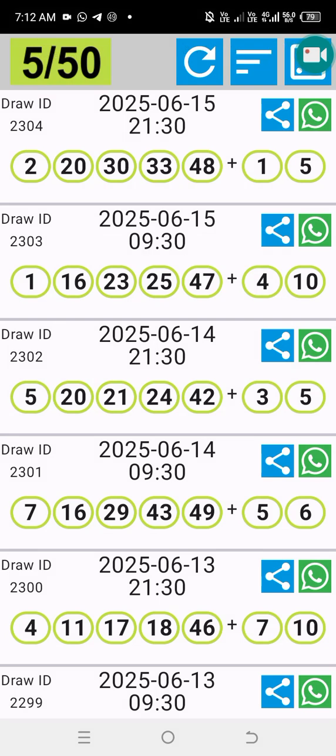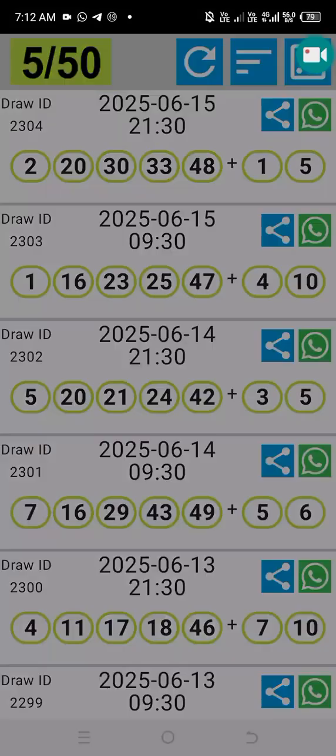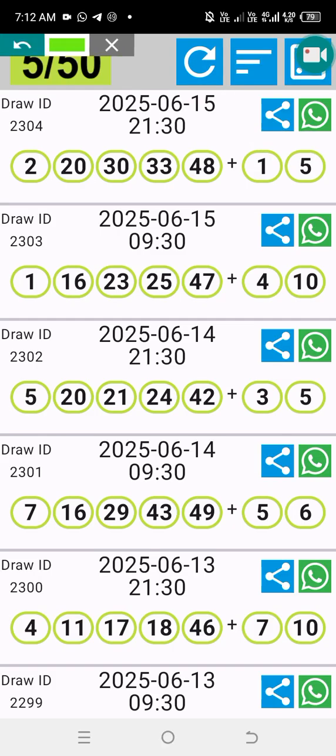Today we're going to see Goslotto 550. Yes, we have a new strategy that we're going to use today.